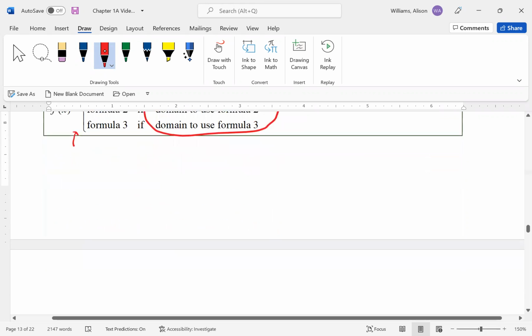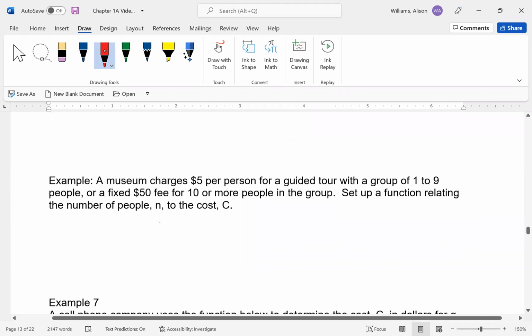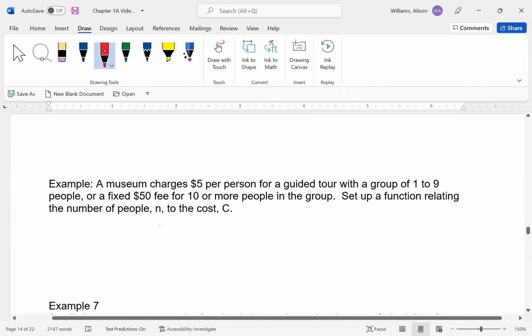So let's look at an example. Let's say we have a museum that charges $5 per person for a guided tour when you're looking at groups from 1 to 9. But if it's 10 or more people, they're going to only charge $50. That's kind of nice. All right. But you have to hit that 10 or more mark to make it happen.